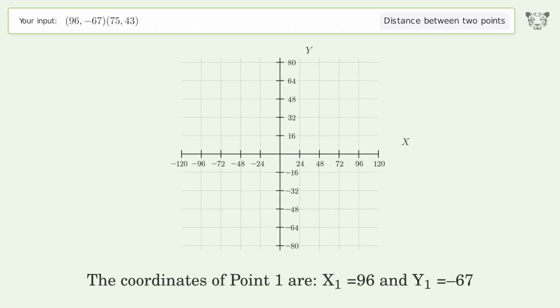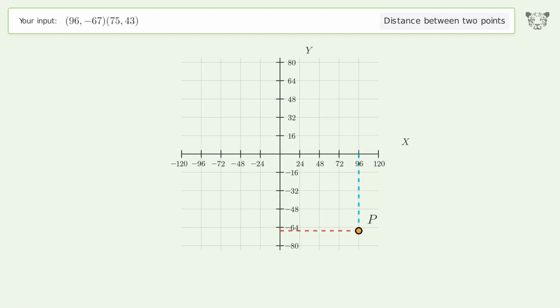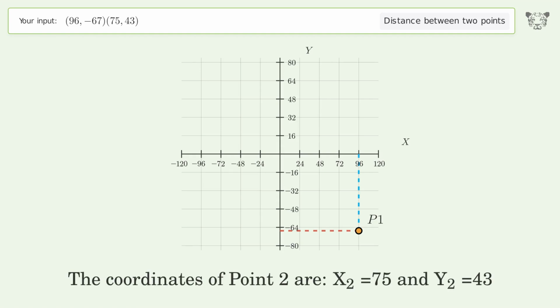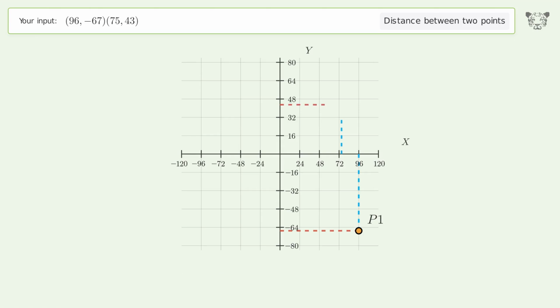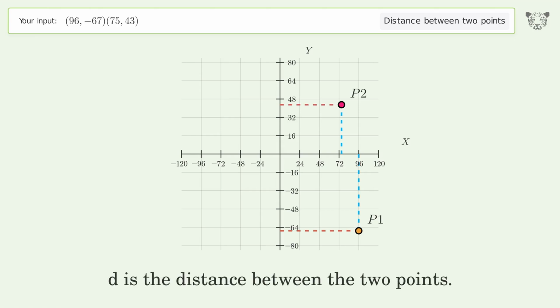The coordinates of point 1 are x1 equals 96 and y1 equals -67. The coordinates of point 2 are x2 equals 75 and y2 equals 43. D is the distance between the 2 points.